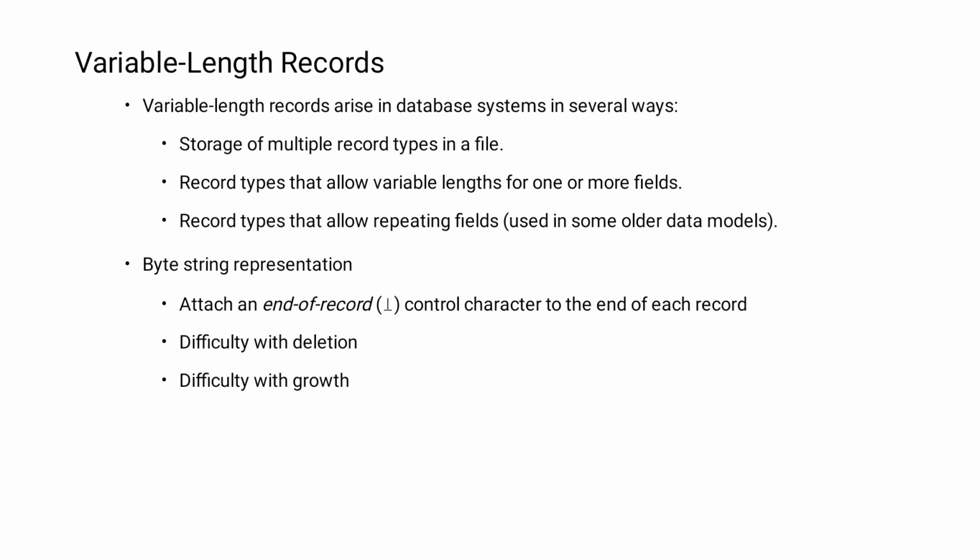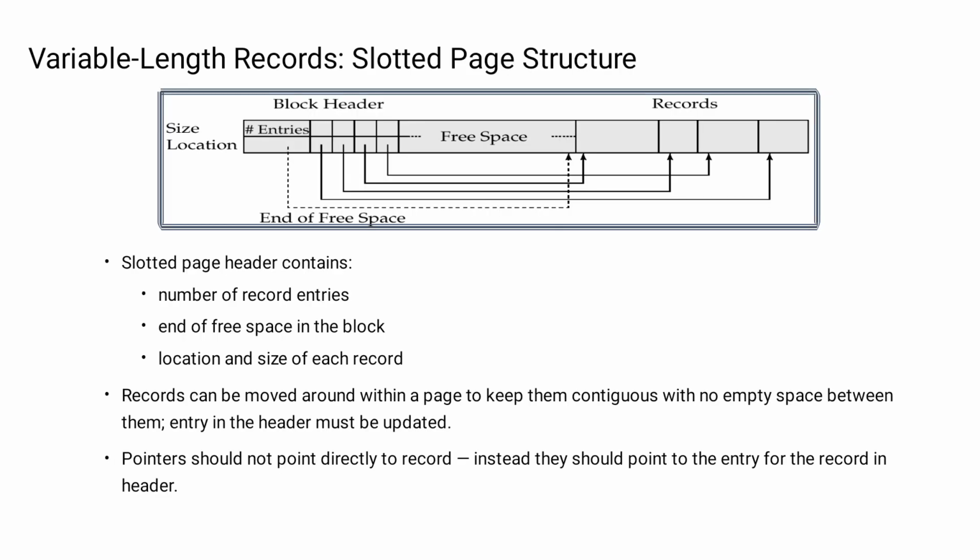So here we will consider a record. Here we are implementing it in two approaches. The first one is byte string representation and the second is fixed length representation. Now we will see byte string representation.